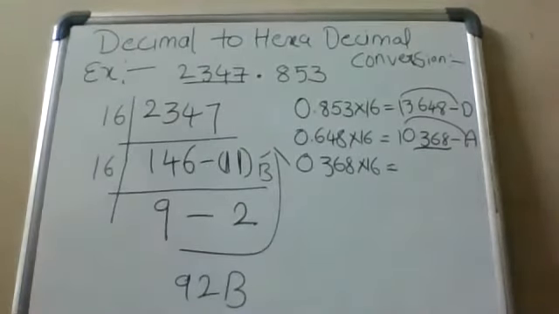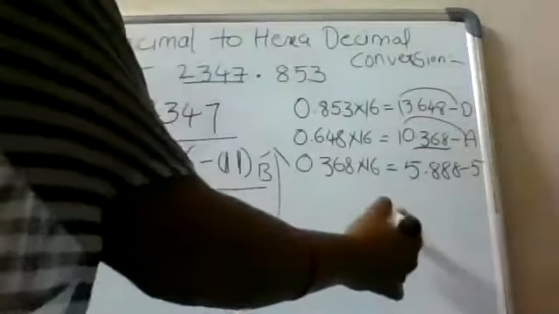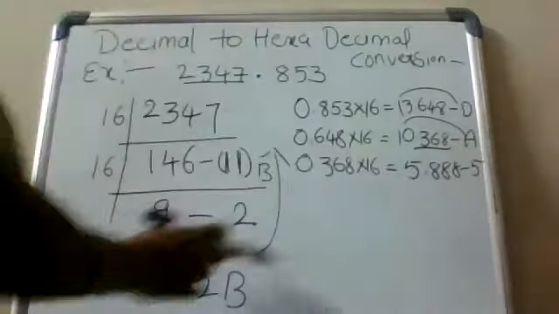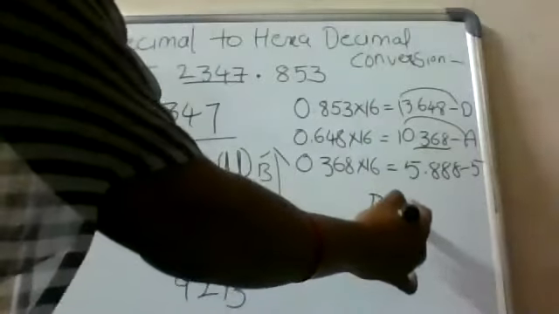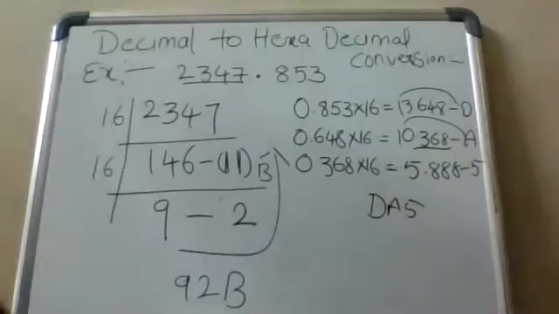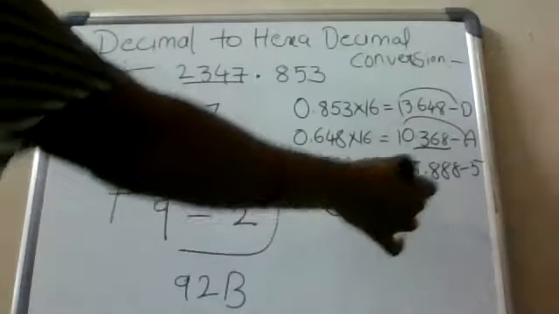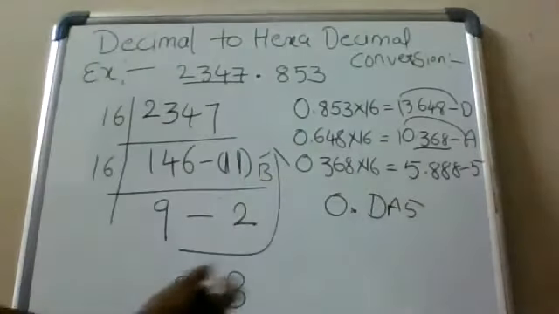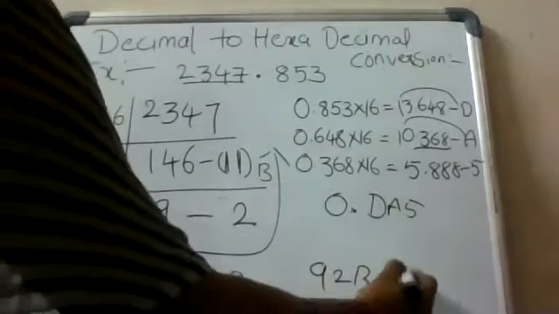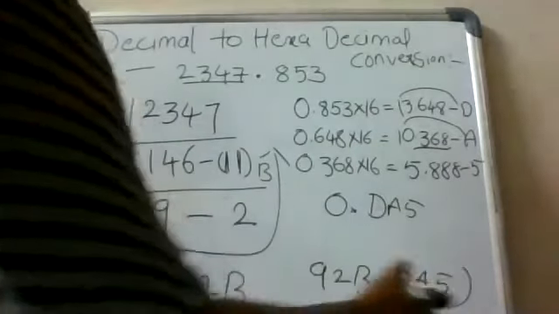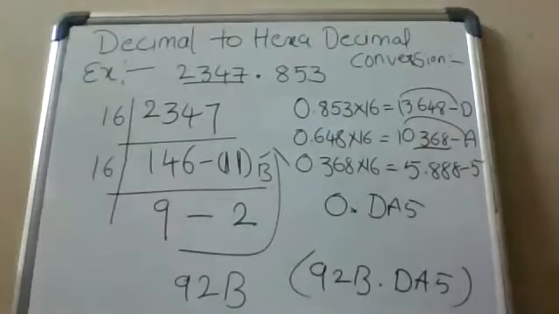For this part, what is the answer? Here the remainders are written from top to bottom, while in the integer part it is bottom to top. Here top to bottom: D A 5. So 0.DA5. So the total answer is 92B.DA5.